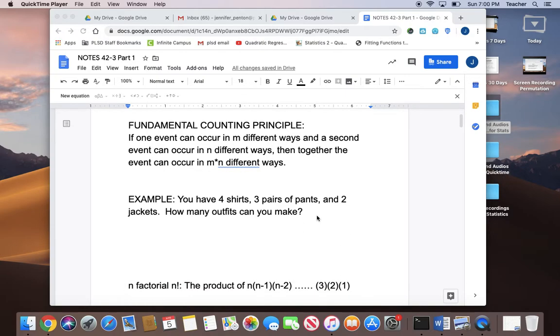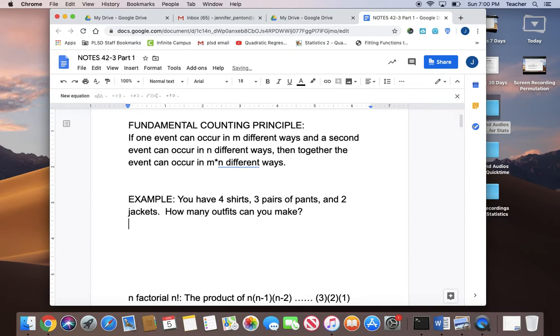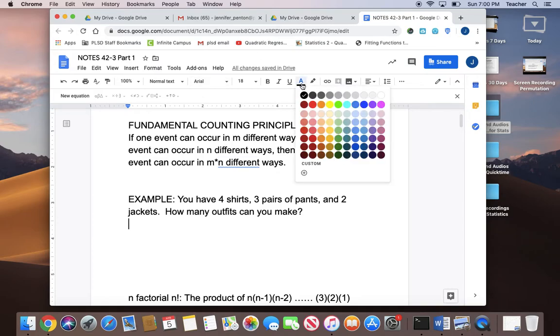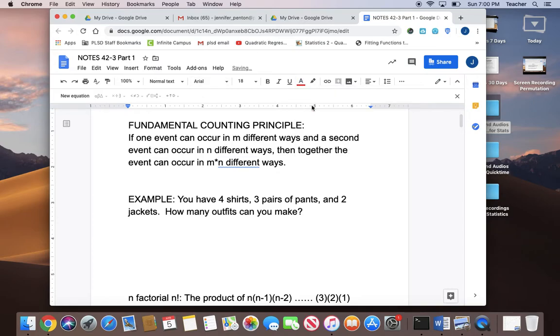You have 4 shirts, 3 pairs of pants, and 2 jackets. How many outfits can you make? In order to do that, if you were using this counting principle, all you would have to do is say, okay, I have 4 choices for shirts, 3 choices for a pair of pants, and 2 choices for jackets. So to get my outfits, I would take 4 times 3 times 2, and I would get 24 different outfits that I could make.